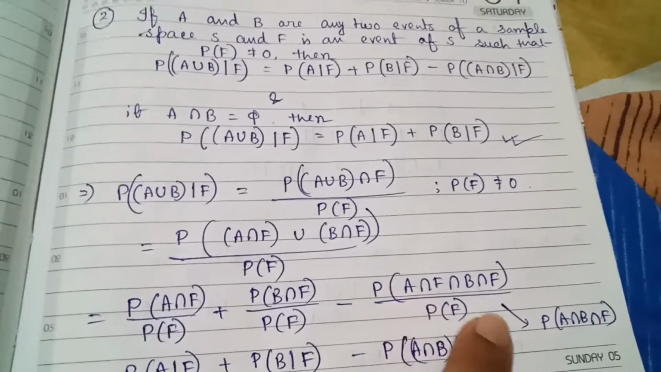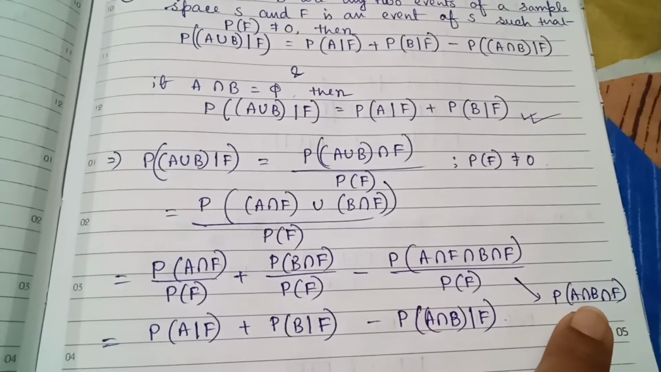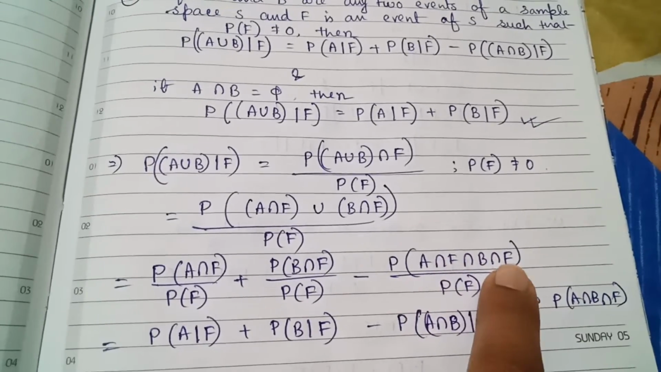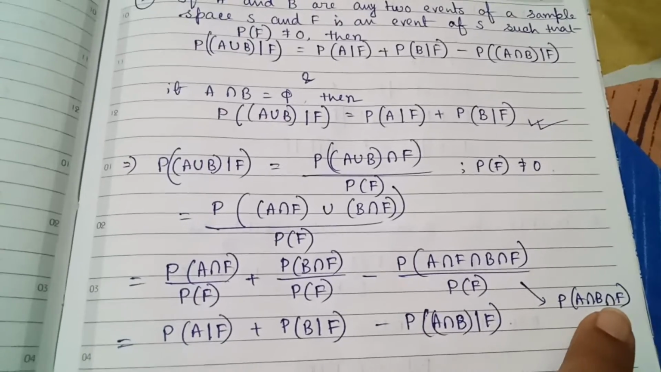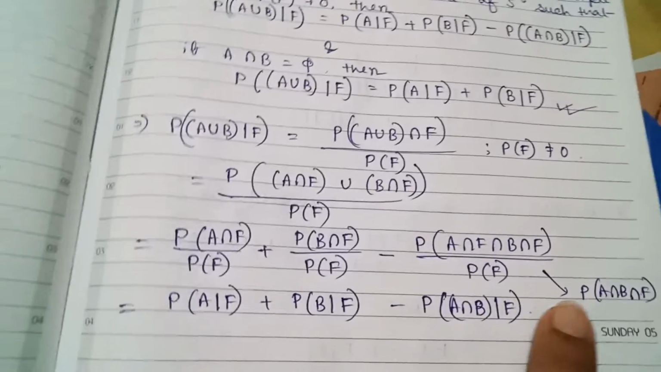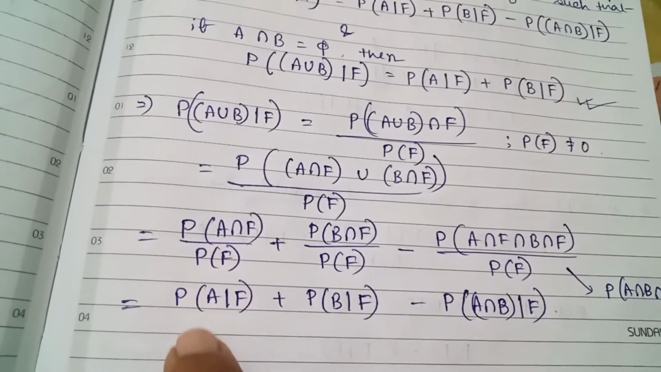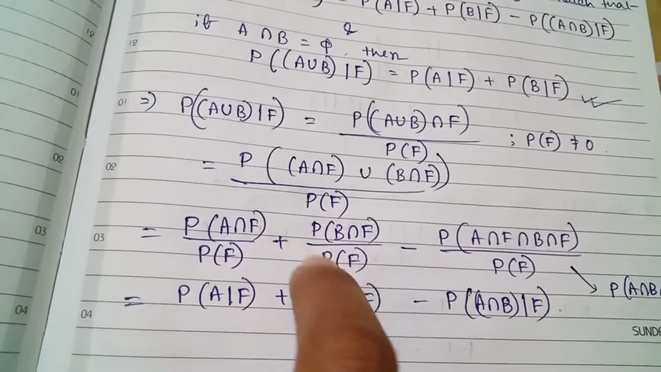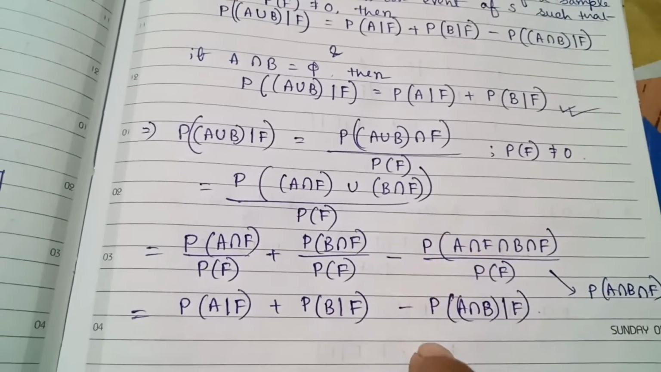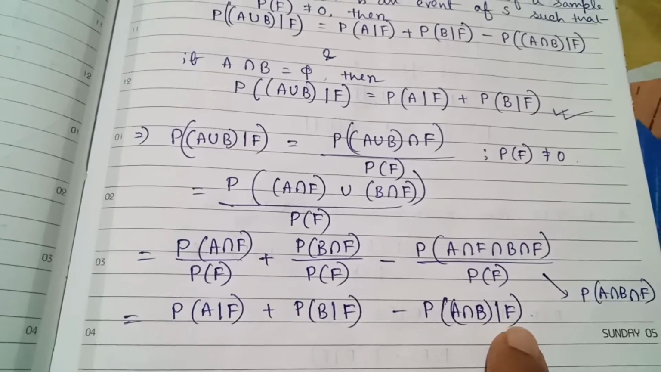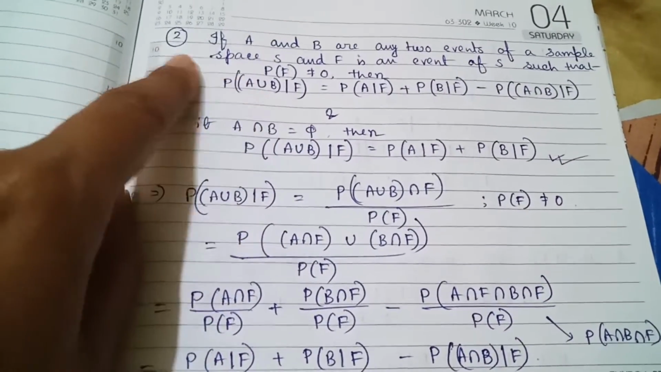Now this part is actually P of A intersection B intersection F, because F is taken two times with intersection. No need to take it two times, it is enough to take it one time. So for this we are getting the formula of P of A on F, the formula of P of B on F, and the formula of P of A intersection B on F. And that's our first part of the second property.